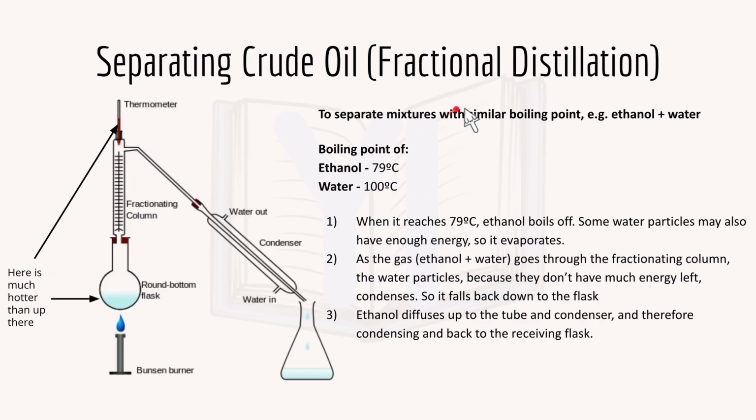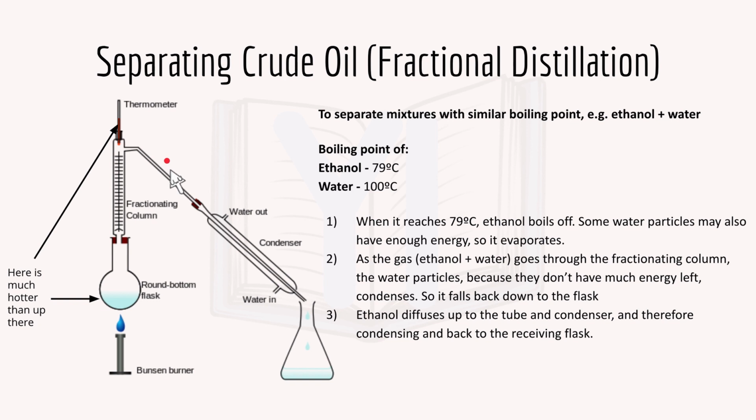Like, let's say we have ethanol and water, because they have similar boiling points, 79 degrees Celsius and 100 degrees Celsius. So when it reaches 79 degrees Celsius, the ethanol boils off, and some water may also have enough energy so it evaporates. As they evaporate, they go to the fractionating column over here. And the water particles, because they don't have much energy left, condense on the side and fall back down to the flask. But ethanol continues diffusing up to the tube and the condenser over here.